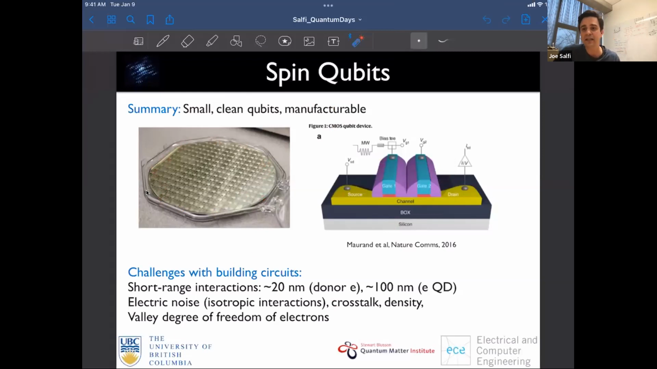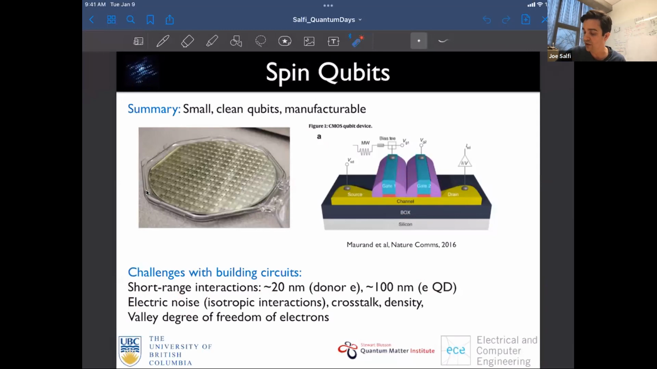Okay, so then the next question you could ask: this is great, close to fault tolerant thresholds. What are the challenges with building multi-qubit circuits with this? Well, one of them is clearly the short range interactions. These kinds of qubits, as you can see in this picture, the mechanism by which these high fidelities have been achieved is a short range coupling. And that's actually very close, right? 100 to 20 nanometers kind of length scales is very close, and that will make building large scale devices like this challenging.